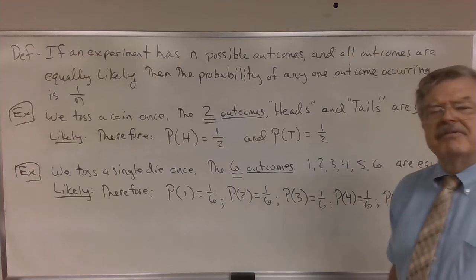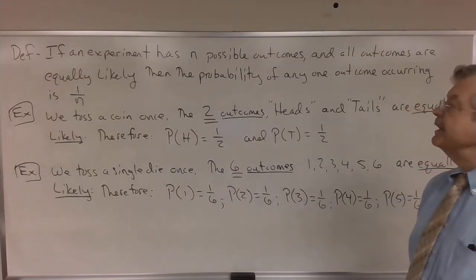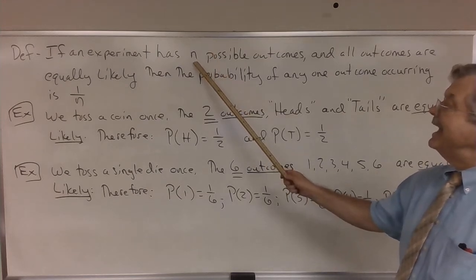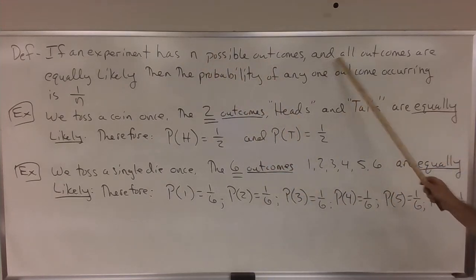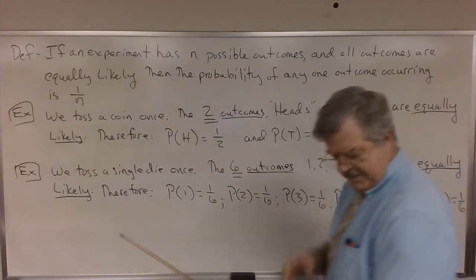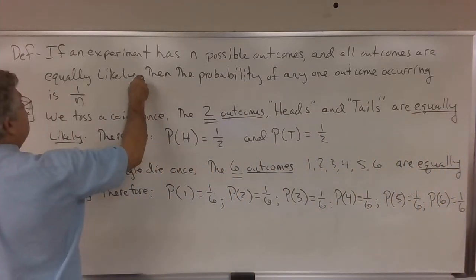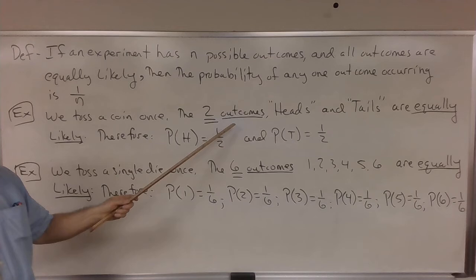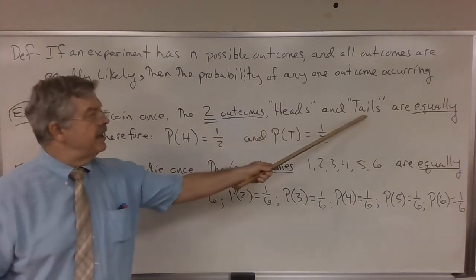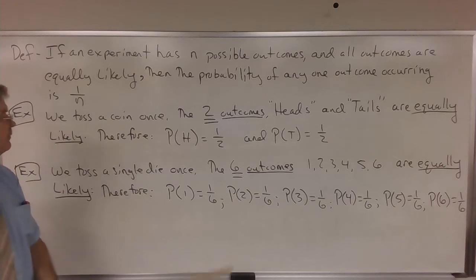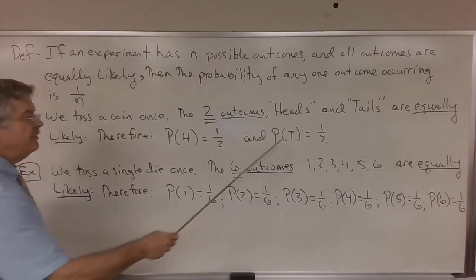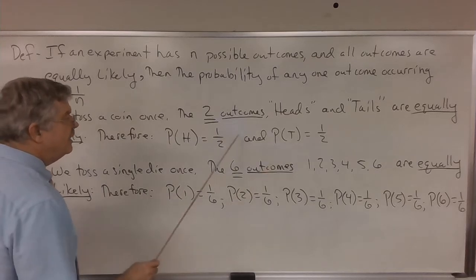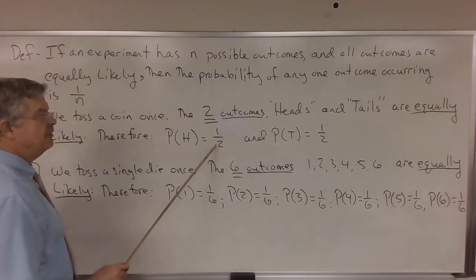Here's how the concept of equally likely relates to probability. If an experiment has n possible outcomes, and all outcomes are equally likely, then the probability of any one outcome occurring is 1 over n. For example, we toss a coin once. There are two outcomes, heads and tails. They're equally likely. So the probability of either of these two outcomes occurring is 1 over the total number of outcomes.